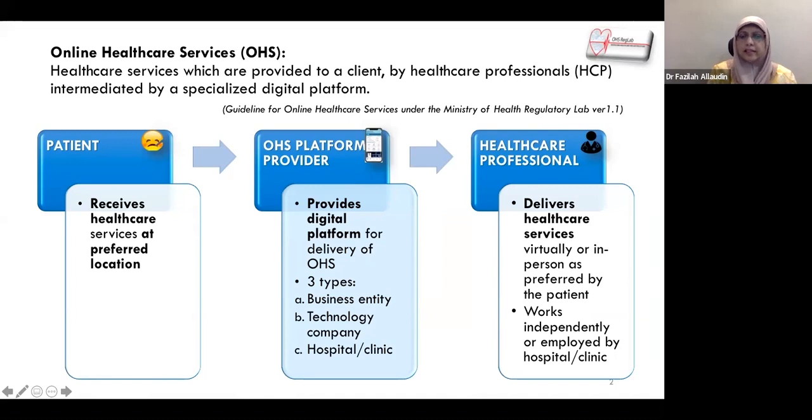On the other side is the healthcare professional who will be delivering the healthcare services. They can be either an employer or owner of this business entity, or they can just be doing a locum and using the platform as an intermediary. Like I mentioned, they can work independently or be employed by the hospital or the clinic.